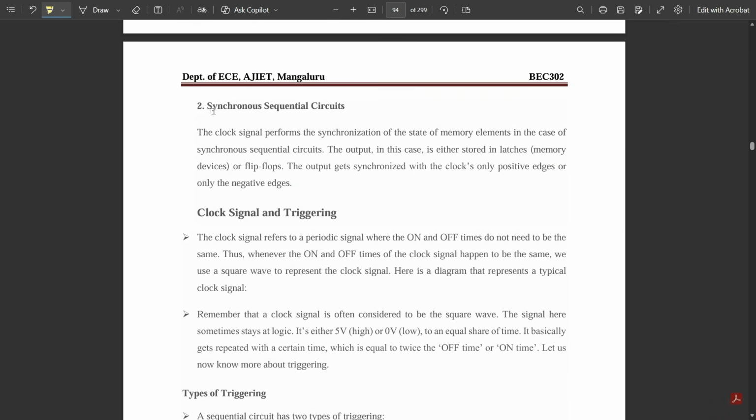Now let us see what we mean by synchronous sequential circuits. The clock signal performs the synchronization of the state of the memory elements in the case of a synchronous sequential circuit. Here this circuit contains clock signals. Some of the examples for this are SR flip flop, JK flip flop, T flip flop, D flip flops. These are meant by synchronous sequential circuits.